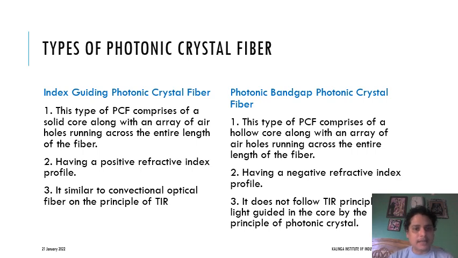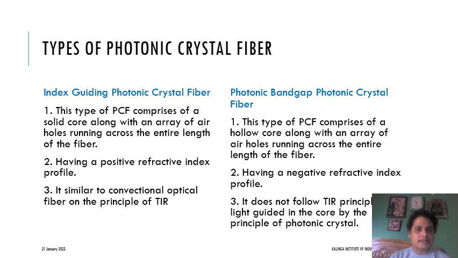So the index guiding photonic crystal fiber comprises a solid core along with an array of air holes running across the entire length of the fiber. Now coming to the photonic band gap photonic crystal fiber, this consists of a hollow core in which the core material is completely filled with air, whose refractive index is equal to 1, and it comprises air holes taken in the form of an array, present along the entire length of the fiber.